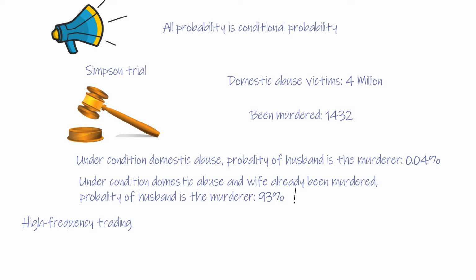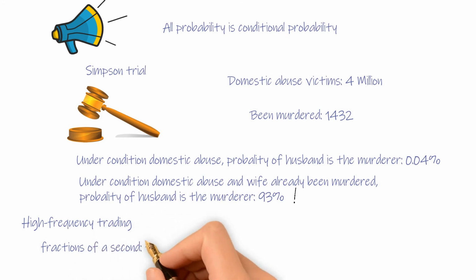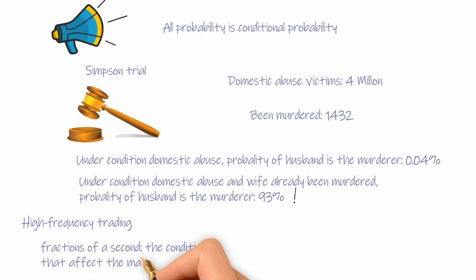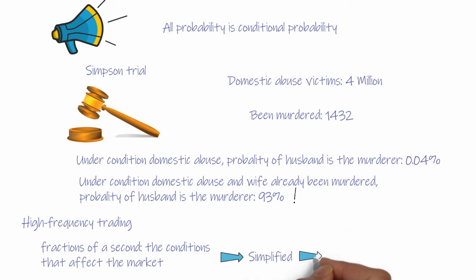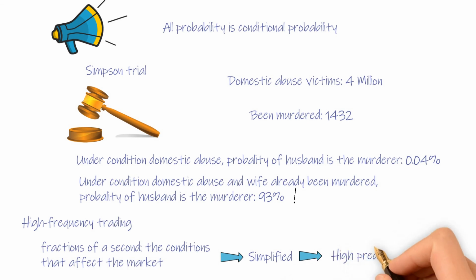As you know, there are a lot of things that can affect the stock market. It is extremely hard to predict based on all these pieces of information. However, if you only consider information within a very short time, then the conditions that affect the market tend to be simplified, which leads to more accurate prediction.